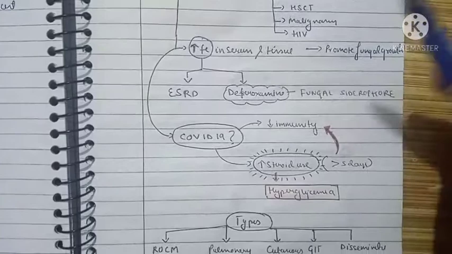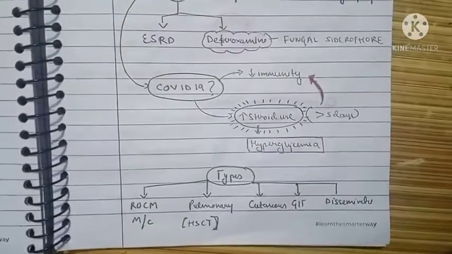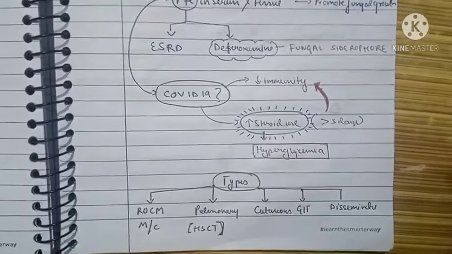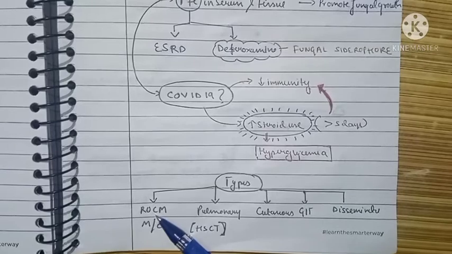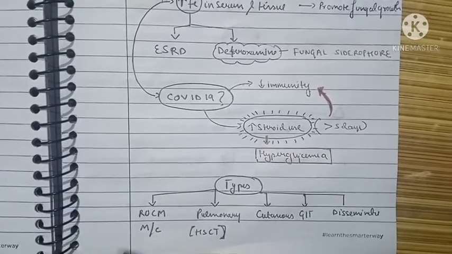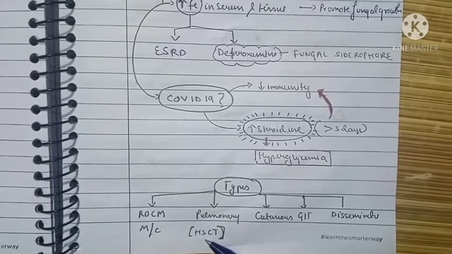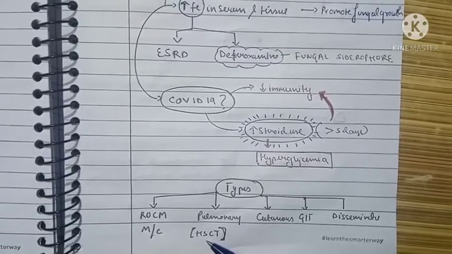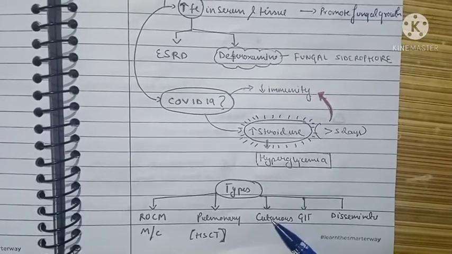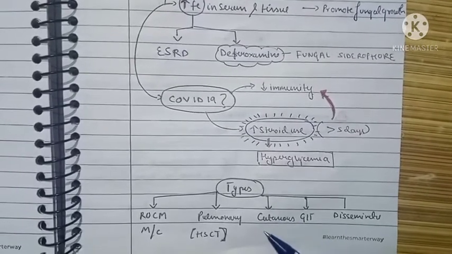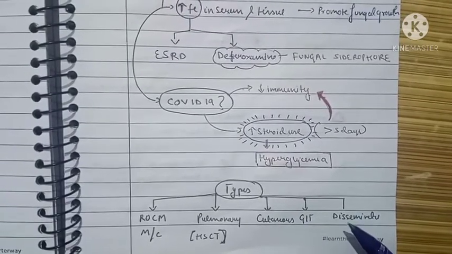Let's discuss further the types of mucormycosis. We have 5 to 6 types of mucormycosis. The most important and most common one is rhino-orbitocerebral mucormycosis, ROCM. The second one is pulmonary mucormycosis, which is most common in patients who have had a hematopoietic stem cell transplant. Cutaneous mucormycosis, where the patient presents with ulceration. GIT mucormycosis, and disseminated mucormycosis.